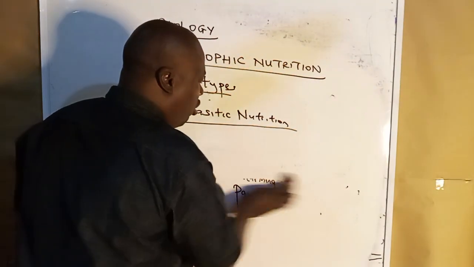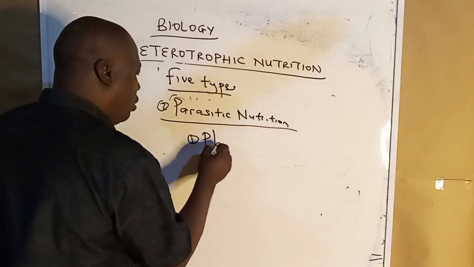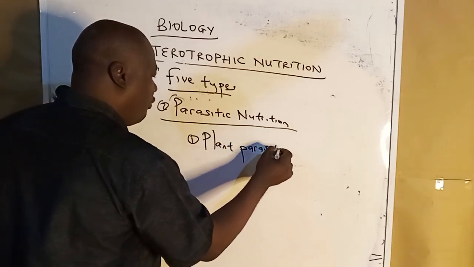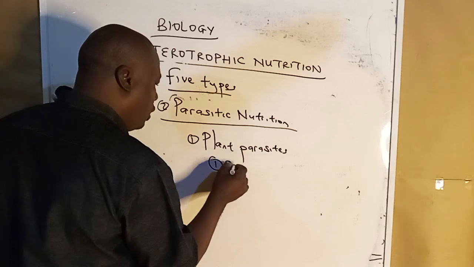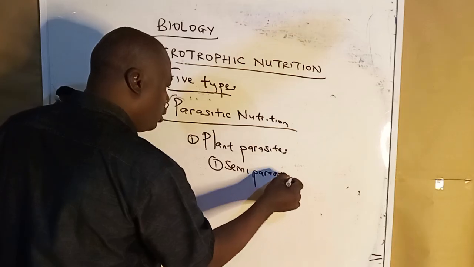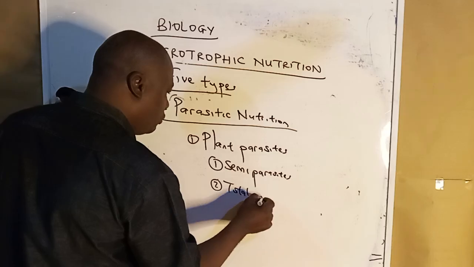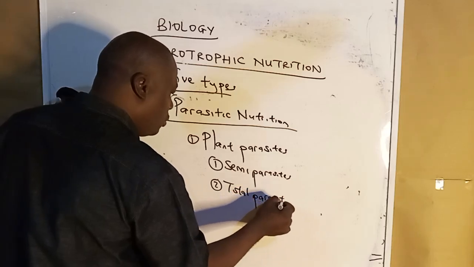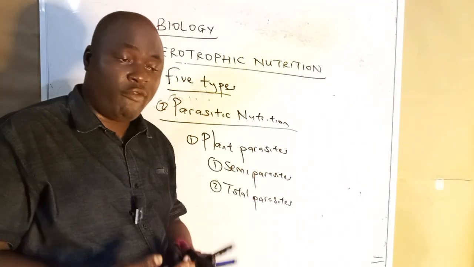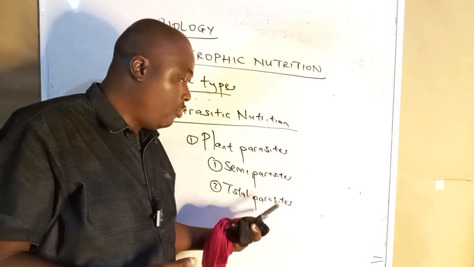We have parasites in plants and parasites in animals. Now, we have plant parasites. Number one, you have semi-parasites. Number two, total parasites. When you see semi-parasites, these ones can manufacture their food. They have chlorophyll, but they still depend on other plants for their water and mineral source.